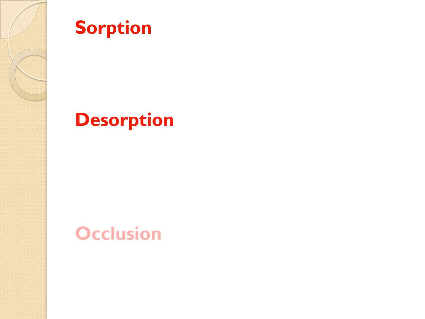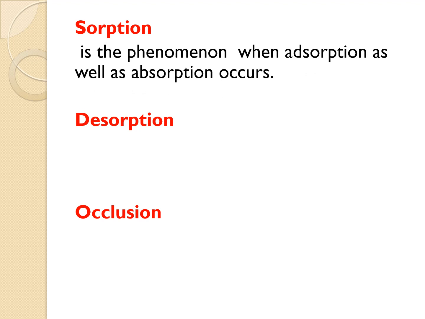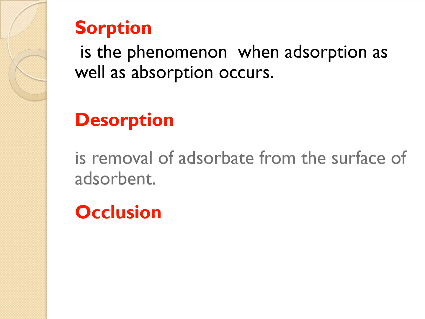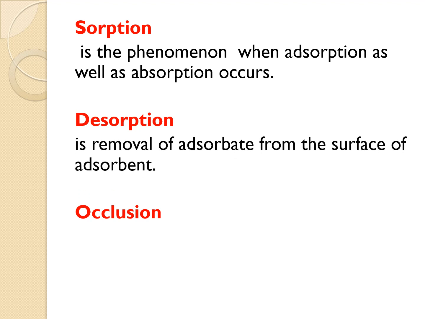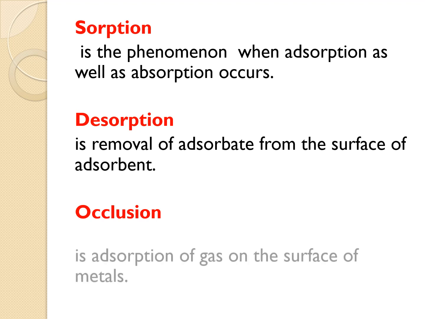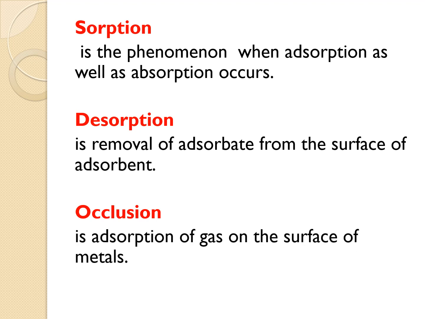Few more important terms are sorption, desorption, occlusion. Sorption is the phenomenon when adsorption as well as absorption occurs. Desorption is removal of adsorbate from the surface of adsorbent. Occlusion is the adsorption of gas on the surface of metal.